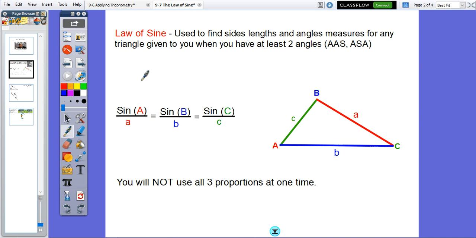So here, even though I wrote all three proportional things together, you won't use three. You'll use these two together, or these two together. Now don't stress about the semantics of the letters. What this is saying is that we're going to take the sine of an angle over its opposite side. So that's why big B to little b. We're going to take the sine of this angle over its opposite side, or we'll take the sine of this angle over its opposite side. So that's where we get these ratios set up. Again, you will not use all three proportions at one time. You'll use two at a time.